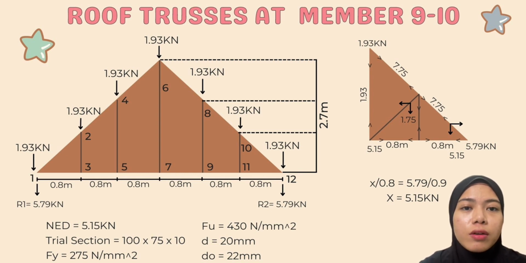Now I am going to explain about roof trusses at member 9 to 10. As you can see, now that we have the load, we are going to find the internal force by using the sine constant. Next, we are going to determine NED, which is 5.15 kN. The trial section that we choose is 100 by 75 by 10. Fy is 275 N/mm squared and Fu is 430 N/mm squared. You can find Fu and Fy based on Table 3.1 in Eurocode. And d is 20 mm and d0 is 22 mm.